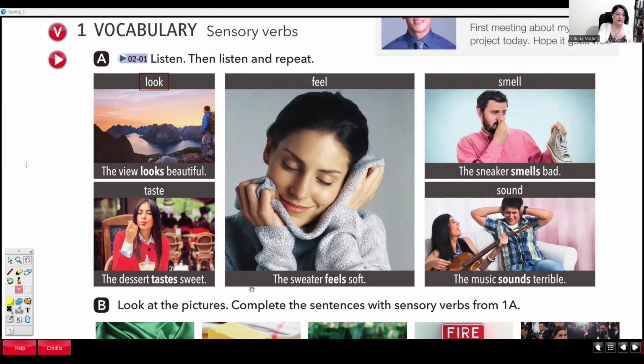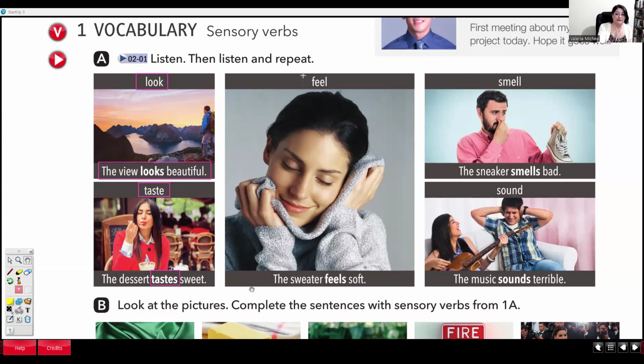We have the verb look. Let me change the color. I didn't like this one. So again, we have the verb look, which is related to the eyes or the sight. And here we have the example: the view looks beautiful. This is just a way to describe something that you can see, that's related to the eyes. Then we have the verb taste, which is related to flavors, everything that you can feel in your mouth, flavors.